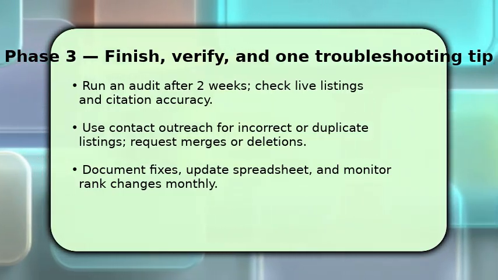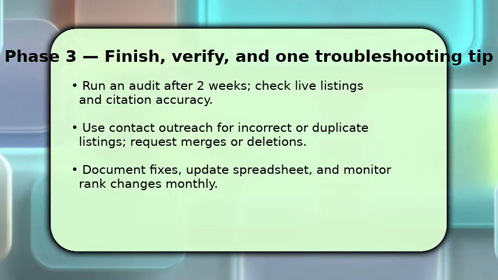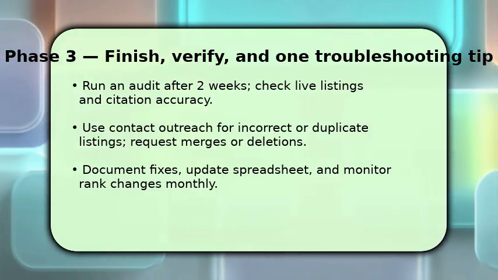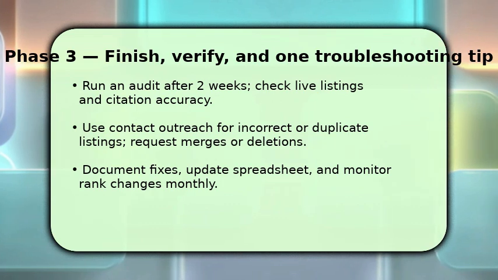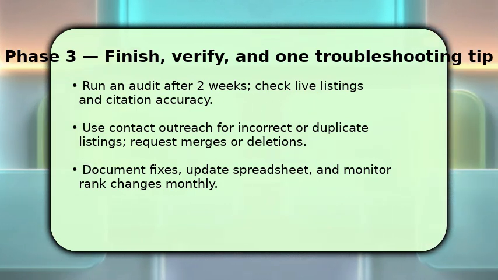Make sure to document each fix in your spreadsheet and set monthly monitoring alerts. Troubleshooting common issues early keeps link equity intact and sustains the ranking improvements you work to create.